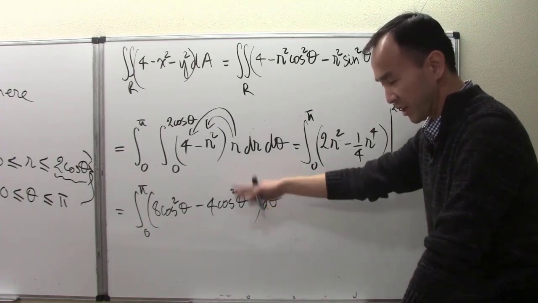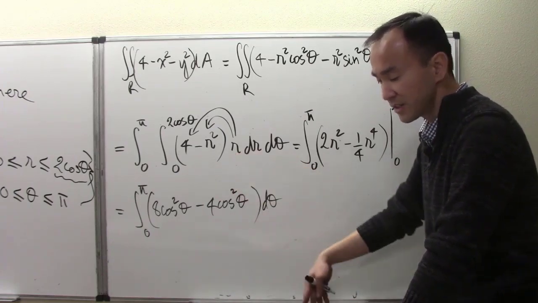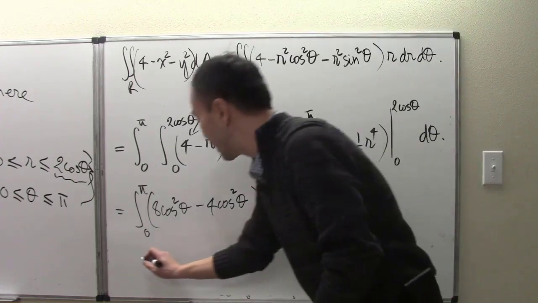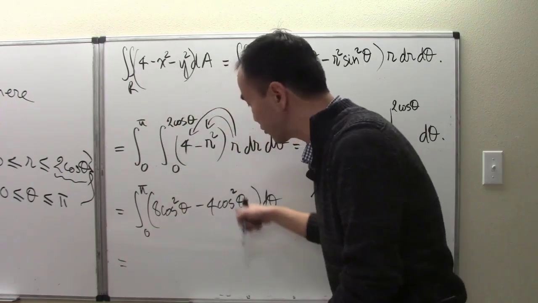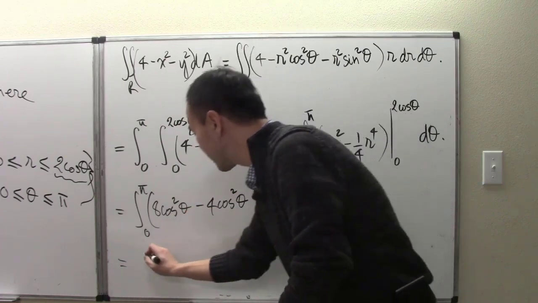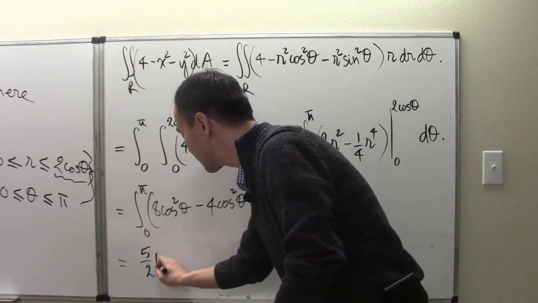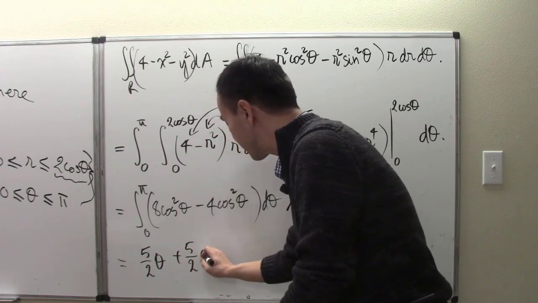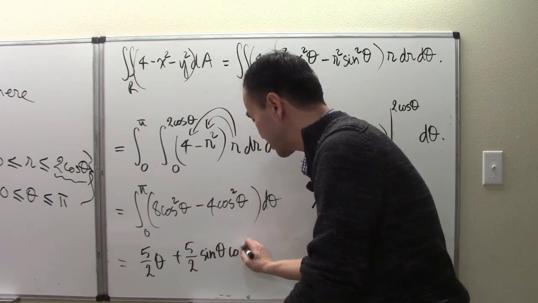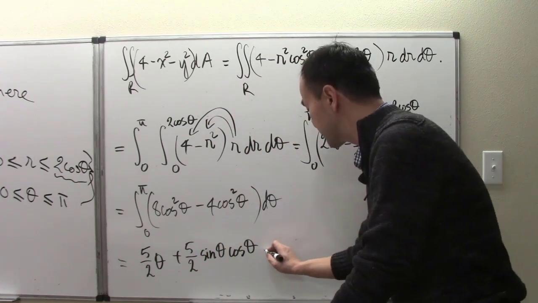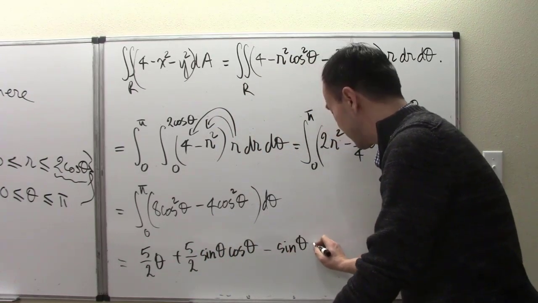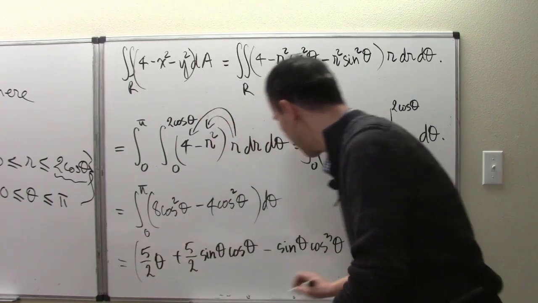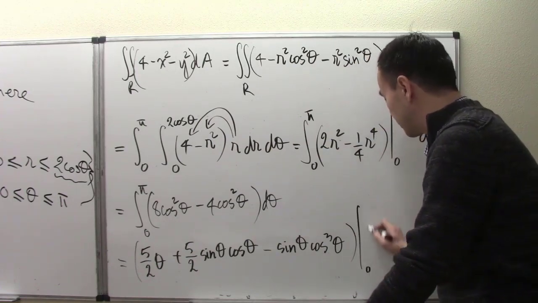So now when it comes to this, anyone viewing this lesson is going to take your own route to come up with the final work right here. Now in my work right here, I found the antiderivative of this. That came out being 5/2 theta plus 5/2 sine theta cosine theta, minus sine theta cosine cubed theta. And we will evaluate this from 0 to pi.